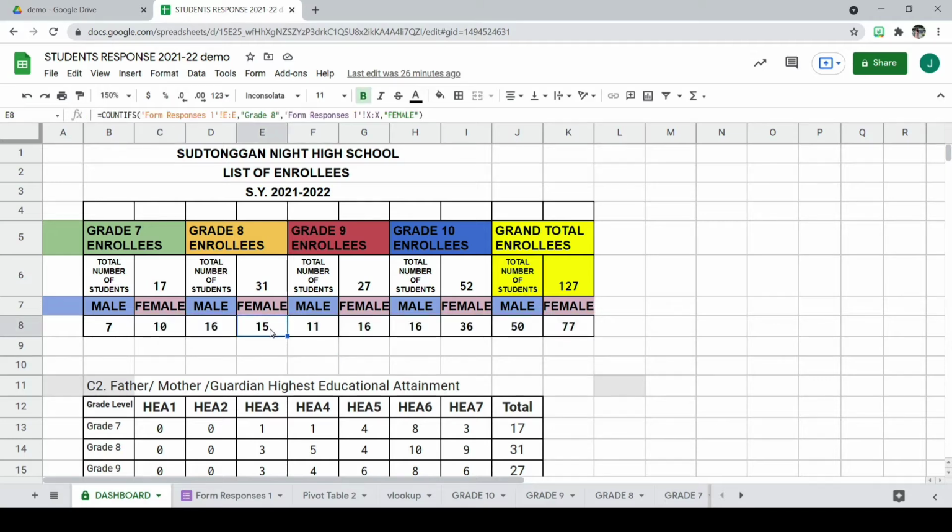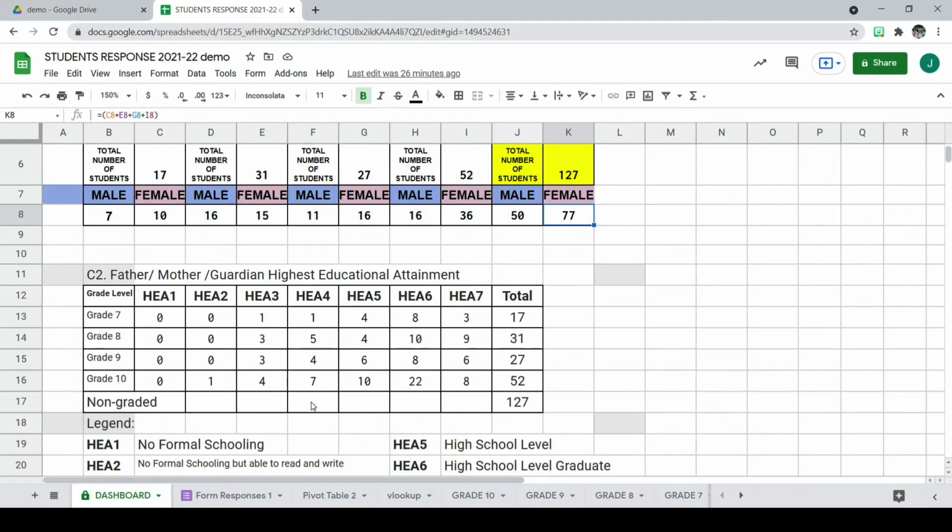Okay, so the same thing you're going to do for grade 8, 9, and 10. Then it is already totaled, gitotal. Okay, so let's go to the C2.